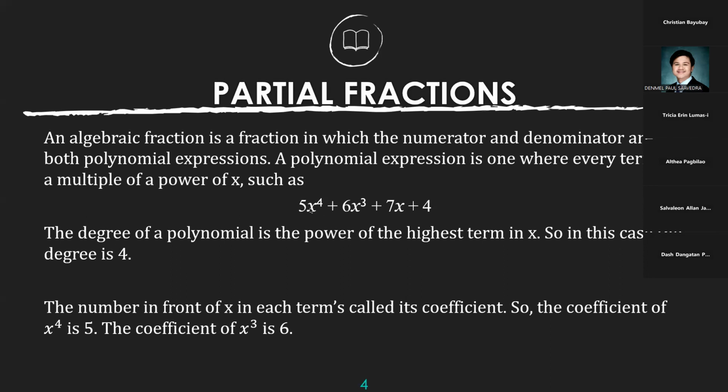Of course, you guys already know that this one is the so-called coefficient of that degree. So the coefficient of degree 4 is 5. The coefficient of x raised to 3 is 6. The coefficient of x raised to 2 is 0. The coefficient of x raised to 1 is 7. And the coefficient of x raised to 0 is simply 4.